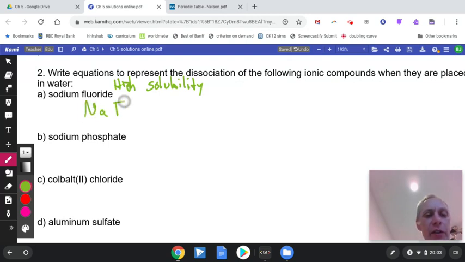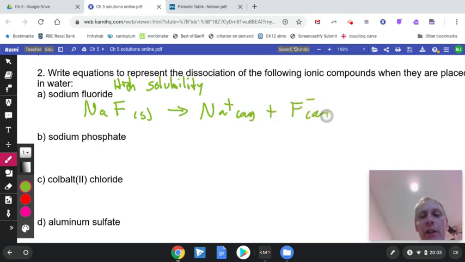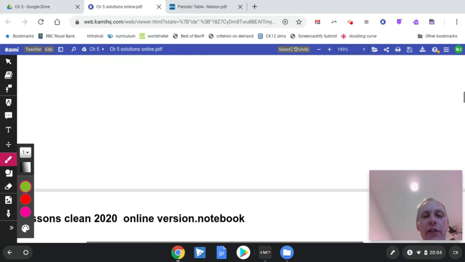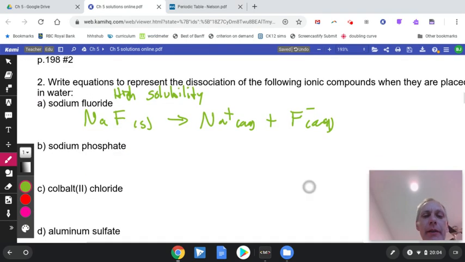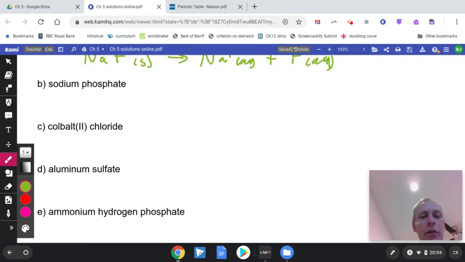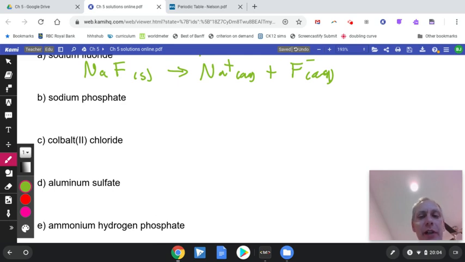So sodium fluoride, NaF, starts out as a solid. When we put it into water, it breaks apart into its ions, Na plus and F minus, aqueous. I just wanted to go back and check on this dissociation equation. Yes, they started as solids as well. Okay, so if you want to pause the video and try B, C, D, and E on your own, and then come back and check to see how you did, I'll fire them up in the meantime so that they're ready to go when you come back to the video.